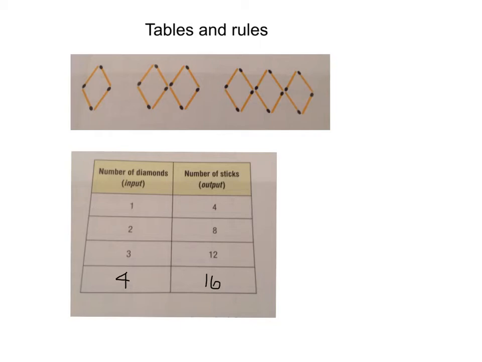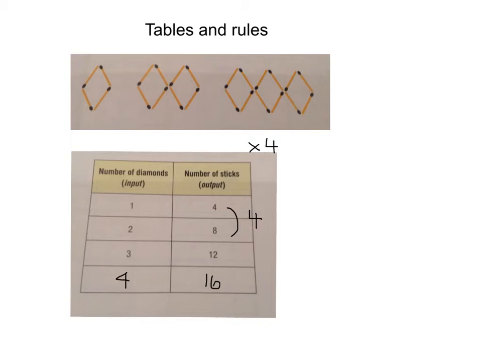From our table of values, what we wanted to do was come up with a rule. And we can see that in this table of values, our number of diamonds, our term numbers, are going up by 1. So therefore we can check what our number of sticks is going up by, and we can see that it's going up by 4. So we know that in our rule we must have times 4. That must be what's happening in our rule. So let's check if that works.